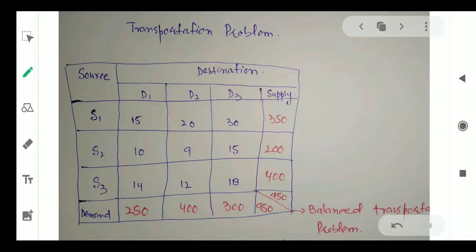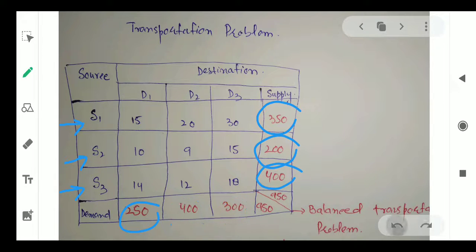Here we have the sources S1, S2 and S3, and the destination stations D1, D2 and D3. Demand is given, supply is given. Source S1 will supply 350 products, source S2 is going to supply 200 products, and source S3 is going to supply 400 products. Likewise, destination D1 requires 250 products, destination D2 requires 400 products, and destination D3 requires 300 products.